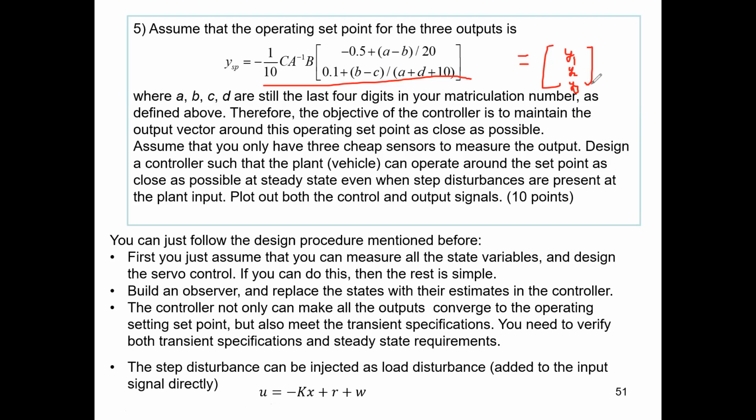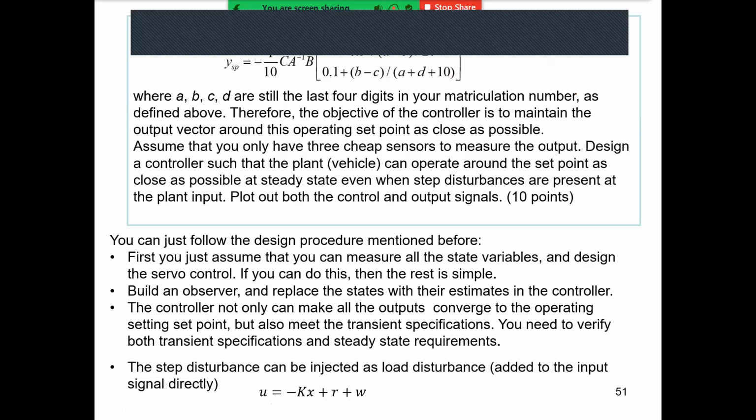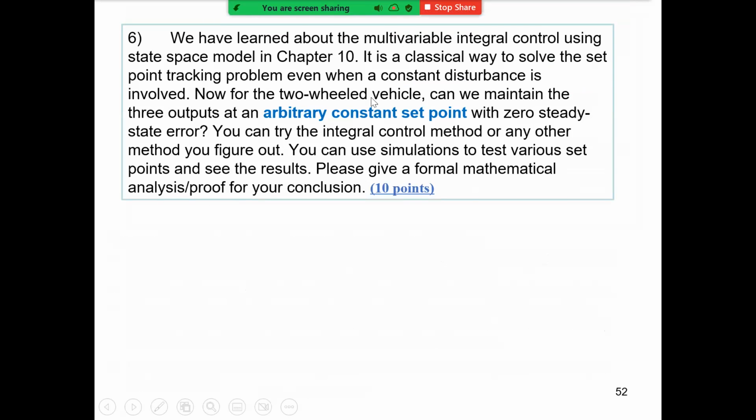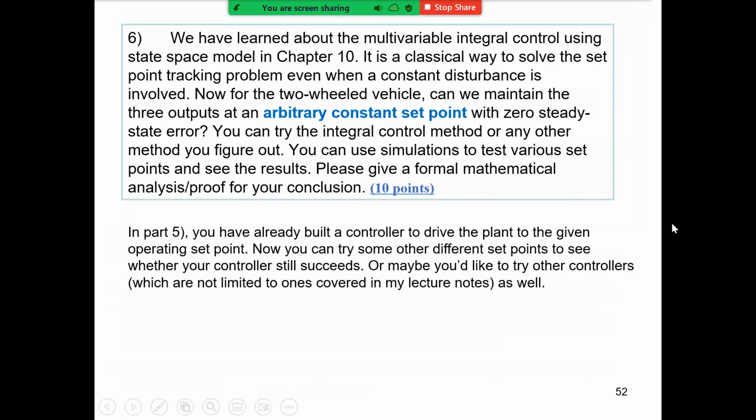If that's the case, can you still make it work, right? You already made it work for part 5. If you follow the same approach, can you make it work for arbitrary values of the set points? Okay. For those given set points in part 5, let's say you already do it, but then you can try some other different set points to see whether it works or not. Or maybe you like to try other controllers, which are not limited to the ones covered in my lecture notes.